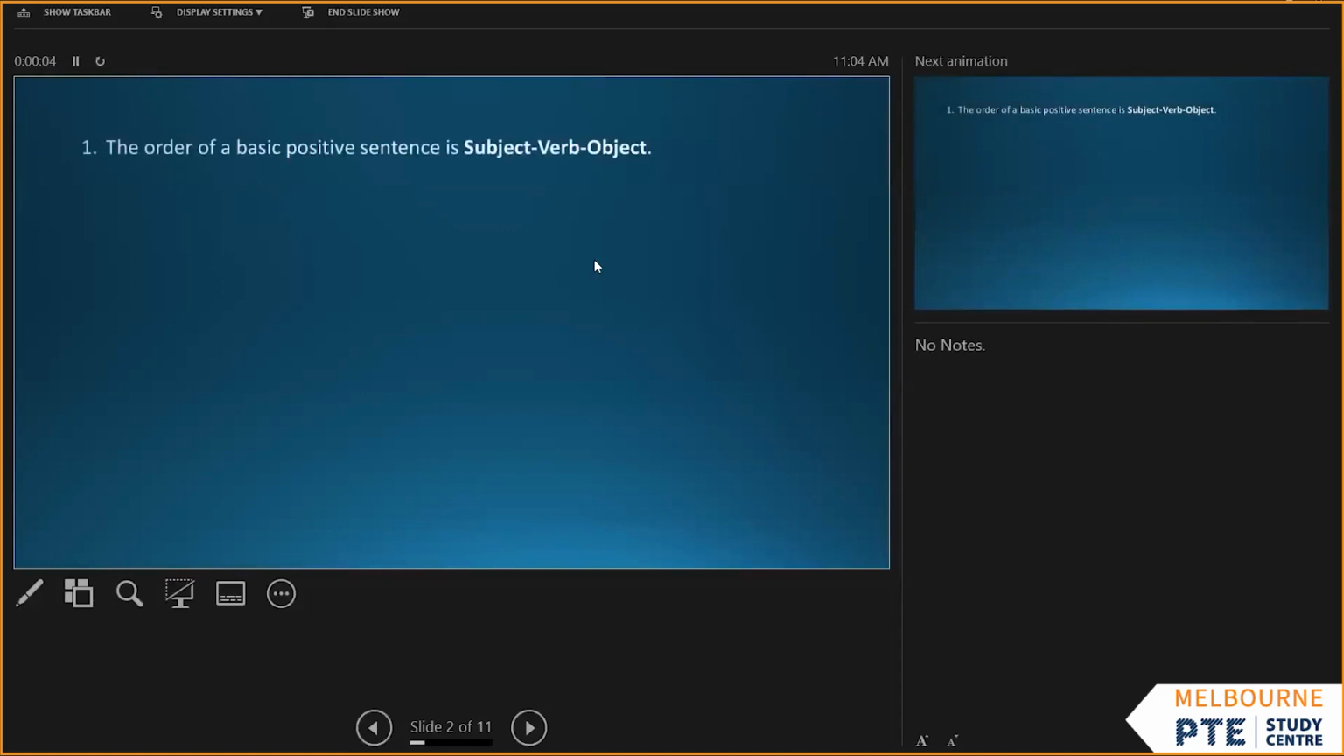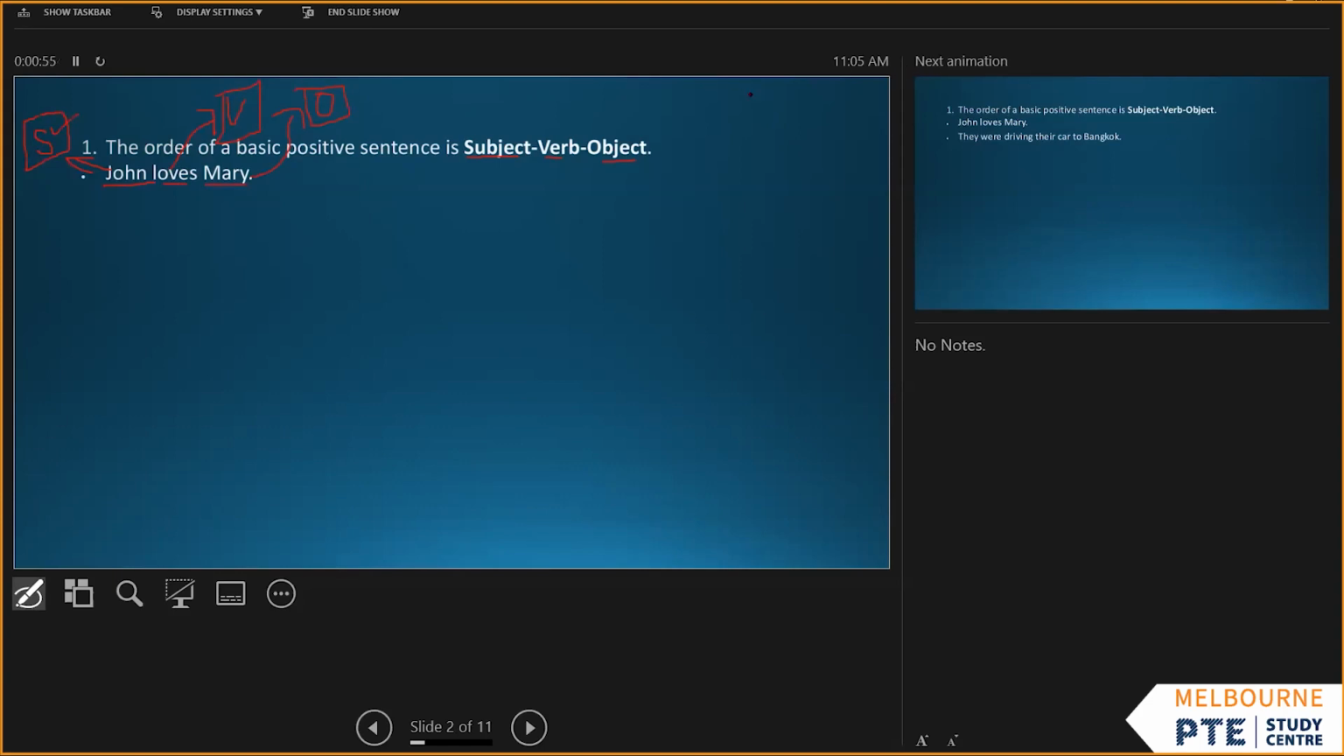Okay, guys, so the first grammatical rule, and a lot of you I think would already know about this. The order of a basic positive sentence is you get your subject, verb, and then object. But what are these three things actually? Let's see with an example. Let's say I have a very simple sentence saying John loves Mary. Now, what is my subject in here? My subject will be John. Loves will be my verb. And Mary will be what? My object, actually.